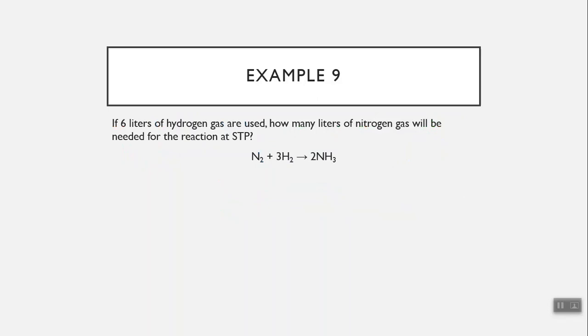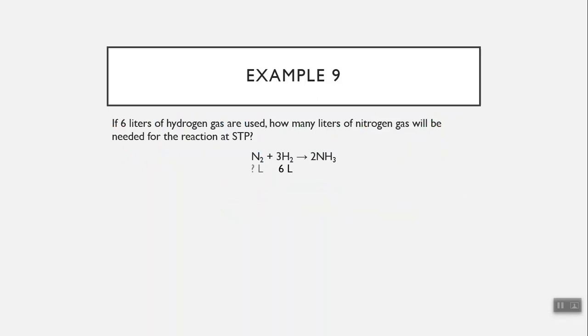So again, that word STP just means standard temperature and pressure, which really means that you're going to use 22.4 liters per mole somewhere in your setup. All right, so we're going to go through the same steps. We're going to write down what we're given and what we're trying to find, and we're going to cross out anything that it's not really talking about.